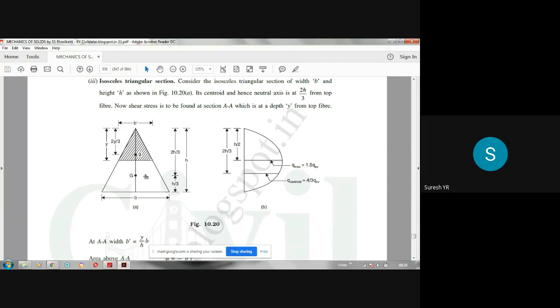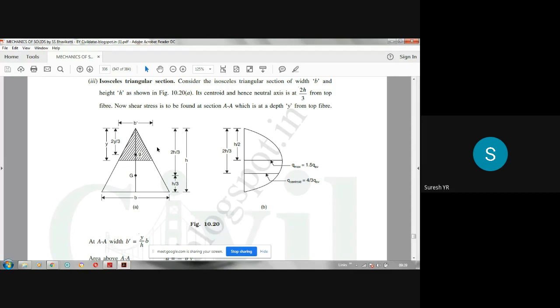Maximum occurs at what distance? Maximum will be occurring at a distance of h by 2, that is at half the depth. Maximum shear stress will occur there, that we have proved, which is equal to 1.5 times the average shear stress. And at the neutral axis level, this is the neutral axis, so in this case, at neutral axis level, it is not maximum. At half the depth it is maximum.